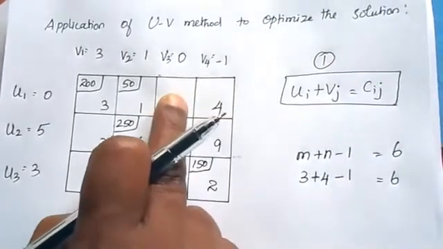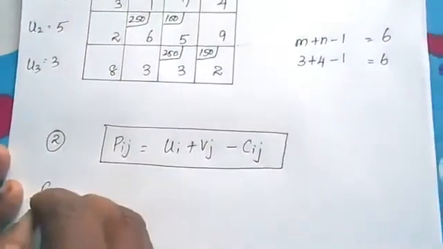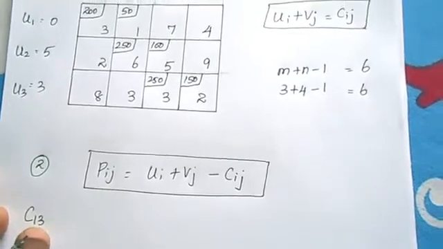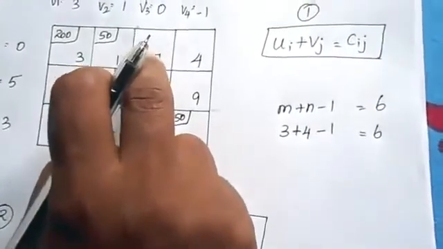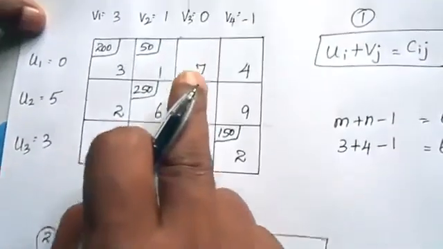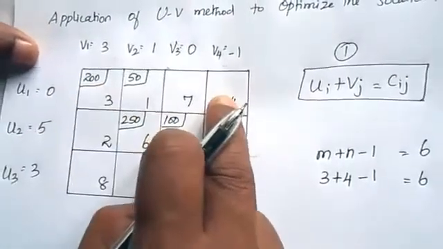You need to write in this form, that is C13. C13 means first row, third column. So this element is called first row and third column. You have to write like this. Then look at the next unallocated cell, which is 4. For 4 you need to write like this.